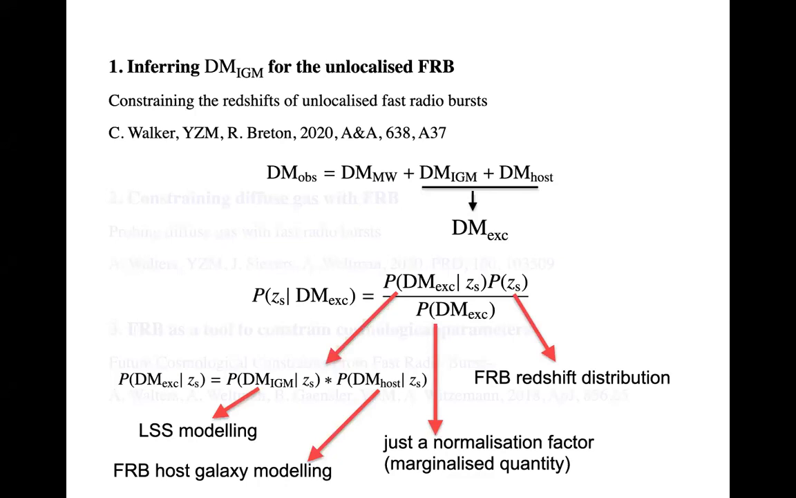Okay, let's see where we stand. You can see DM observed is equal to DM Milky Way plus DM extragalactic, where the extragalactic is IGM plus host. And I want to know the true redshift given the extragalactic DM. So I want to know the probability of the true redshift, even though I don't know where the host galaxy is. I want to calculate this term in the next equation, given the DM extragalactic.